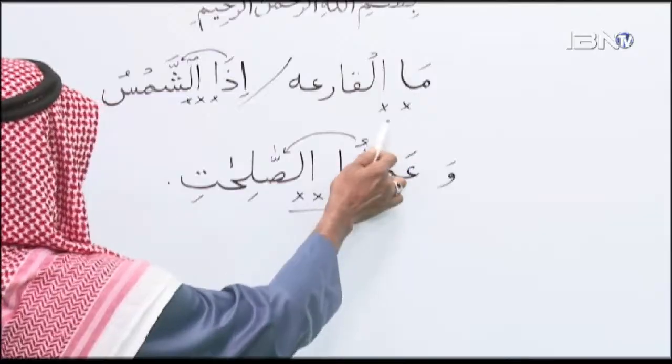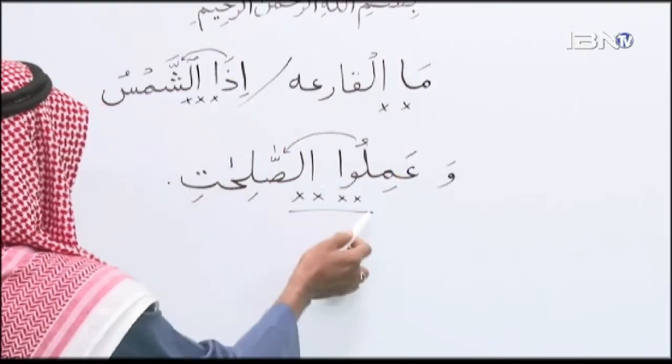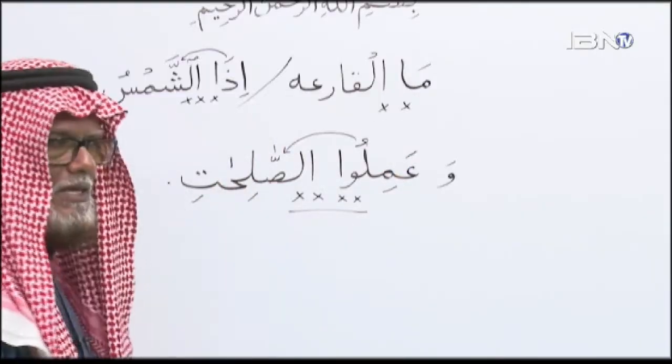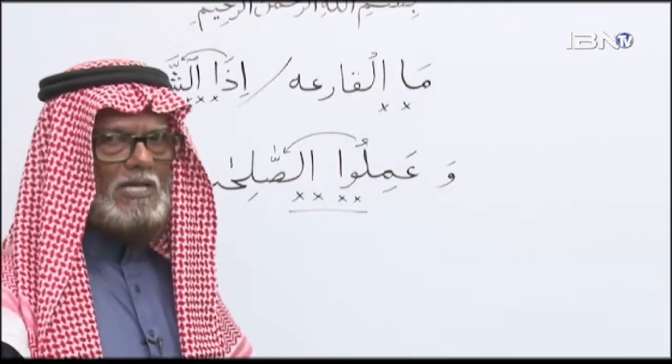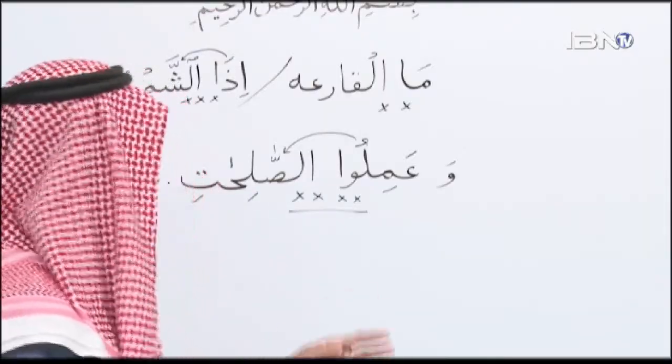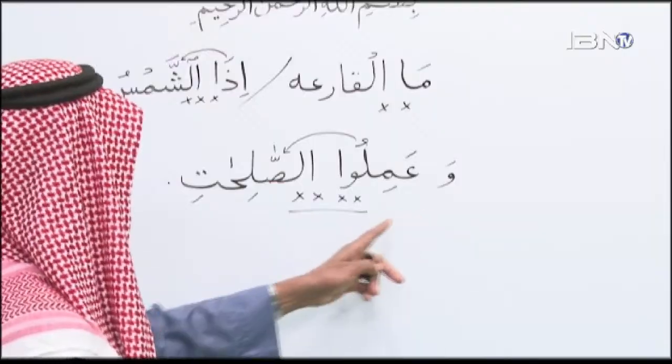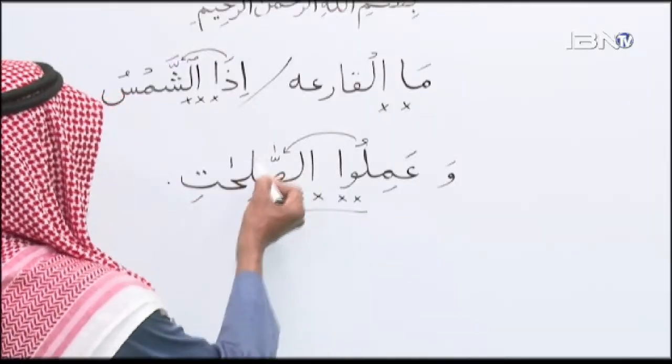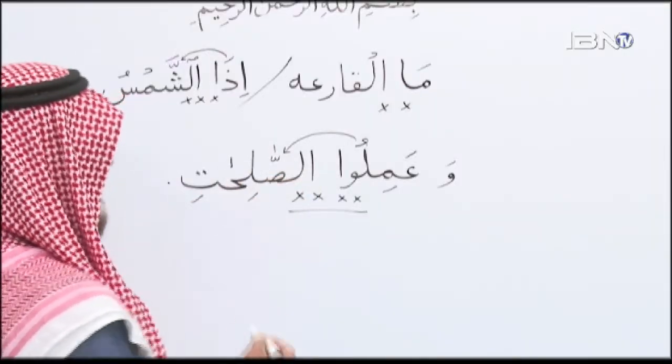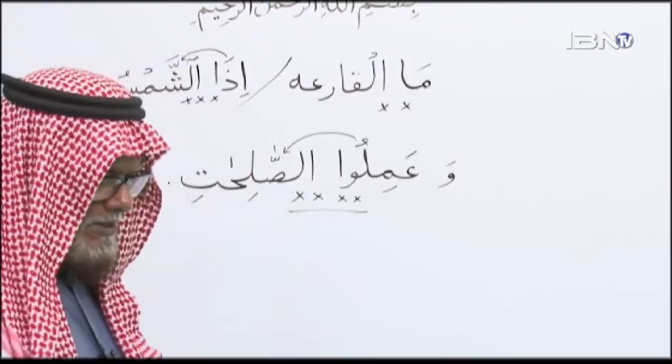We had 2 silent letters, 3 silent letters. We have 4 silent letters. You can't have more than 4 silent letters coming together. All right, that's the maximum. وَعَمِلُوا الصَّالِحَاتِ. All right?